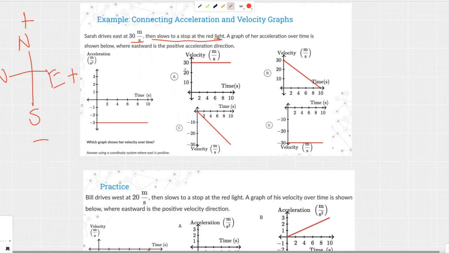So her velocity starts off at 30 meters per second. So we can eliminate this, and that works, and this one also works. But then it slows to a stop. So that means her velocity goes to 0. So this does not work. So the answer is B.